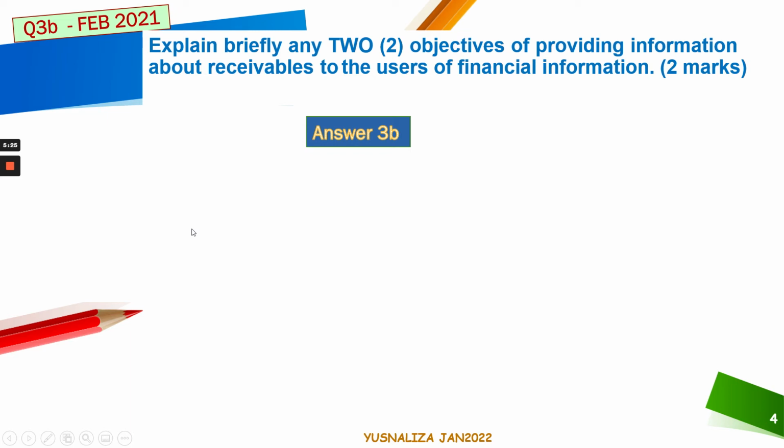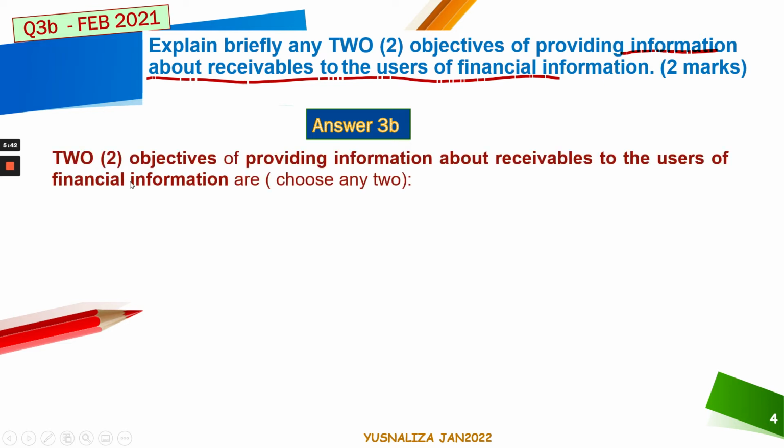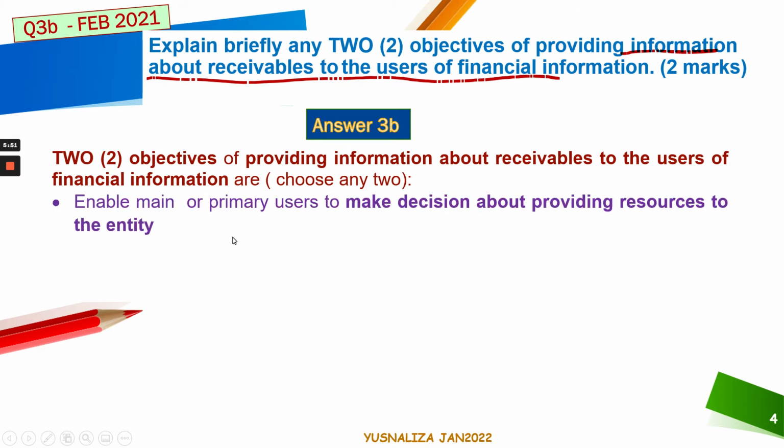Next one, explain briefly any two objectives of providing the information on accounts receivable to the users of financial information. So why do companies, for example, provide information on receivables to the users of financial information? So there are only requirements for just two objectives. So you just need to choose any two of the following. First one is that it will give the users better information for making decisions about providing resources to the entity.